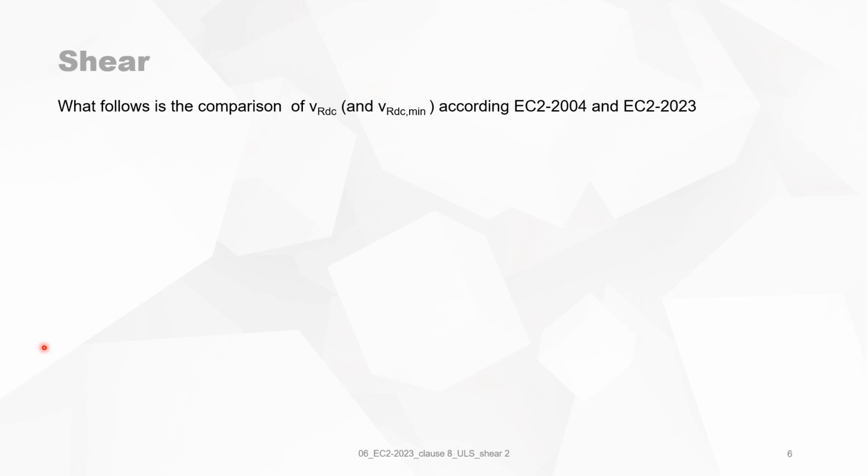Now, what's following is the comparison of the shear stress capacity or of the shear force capacity of the concrete alone, and also of the minimum value of it, according to the 2004 version and the new version of 2023. And doing so, we will generate a small database with some parameters, and we will make a variation of all those parameters.